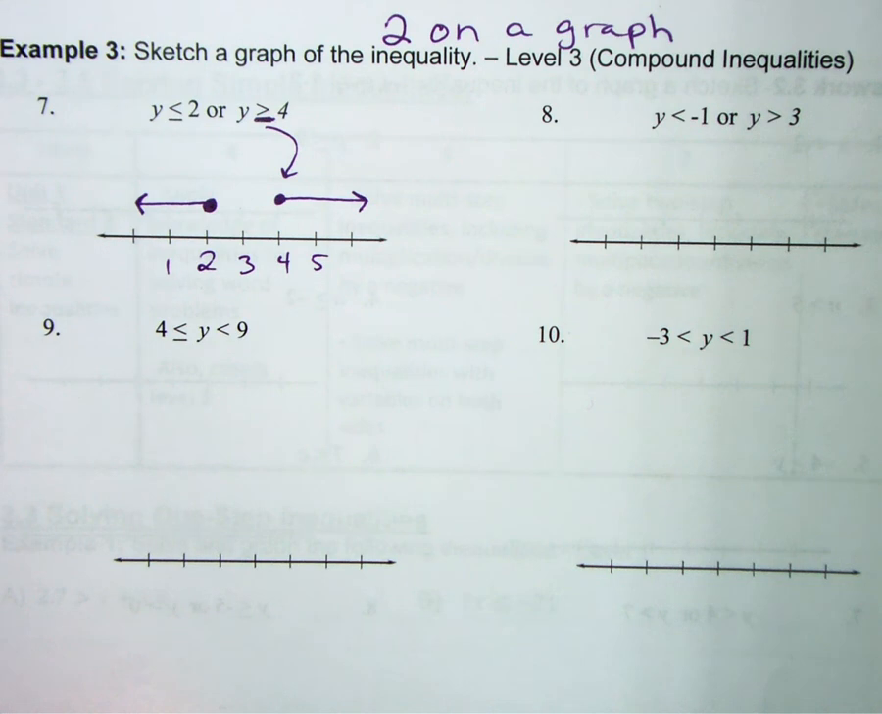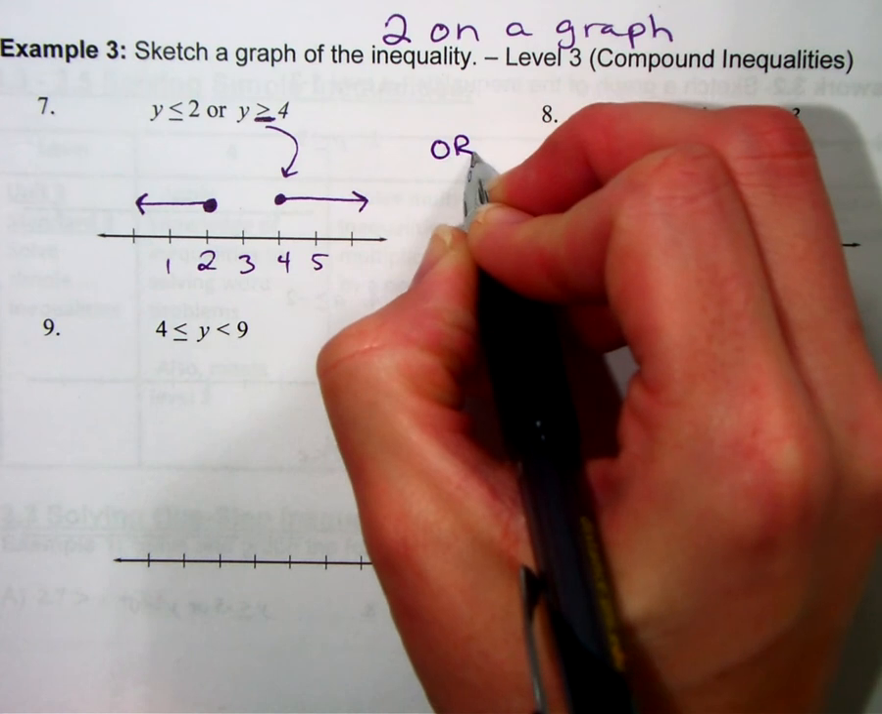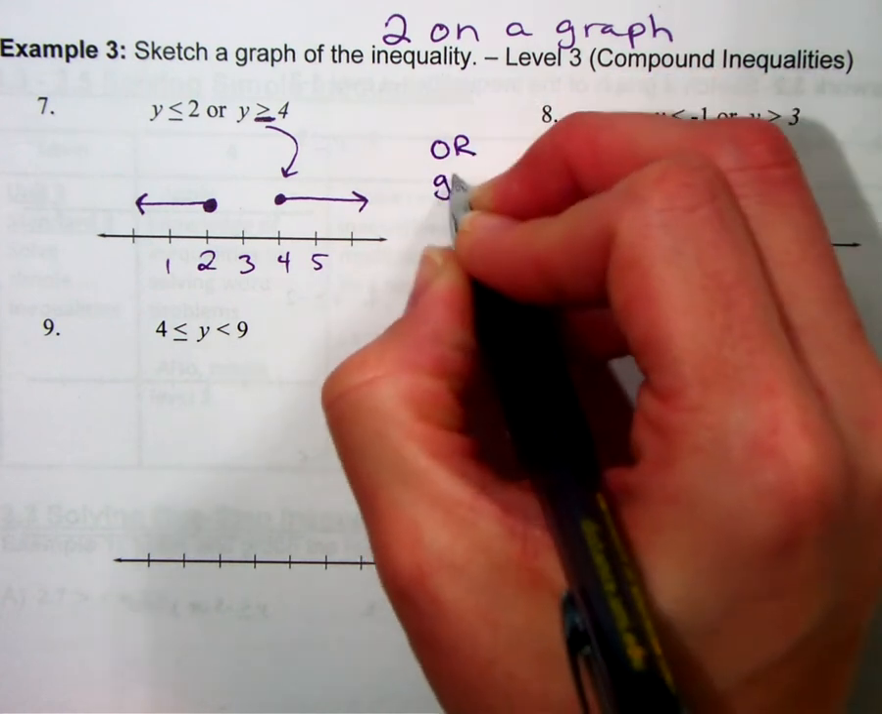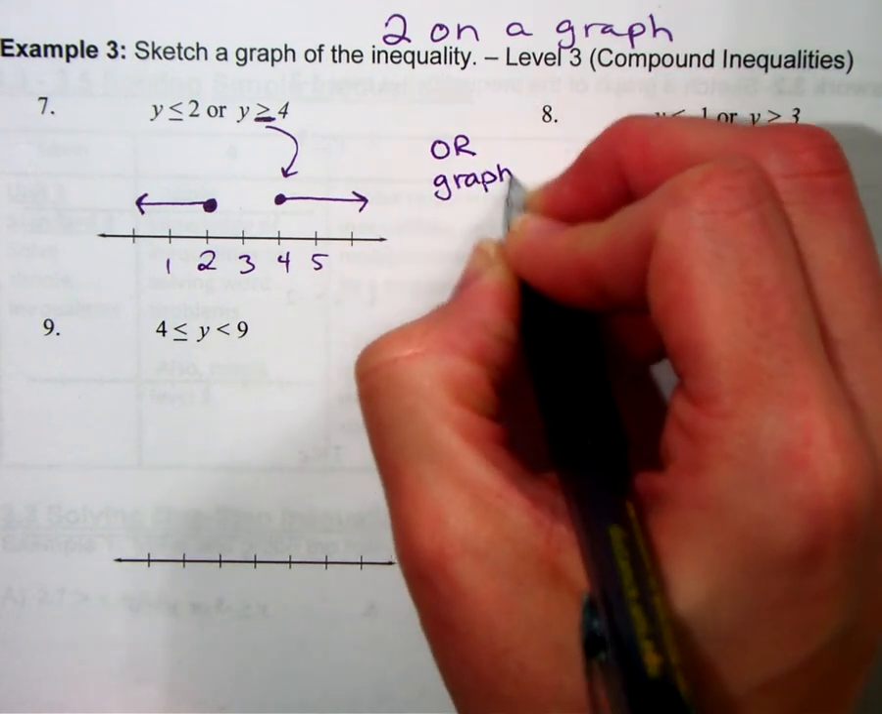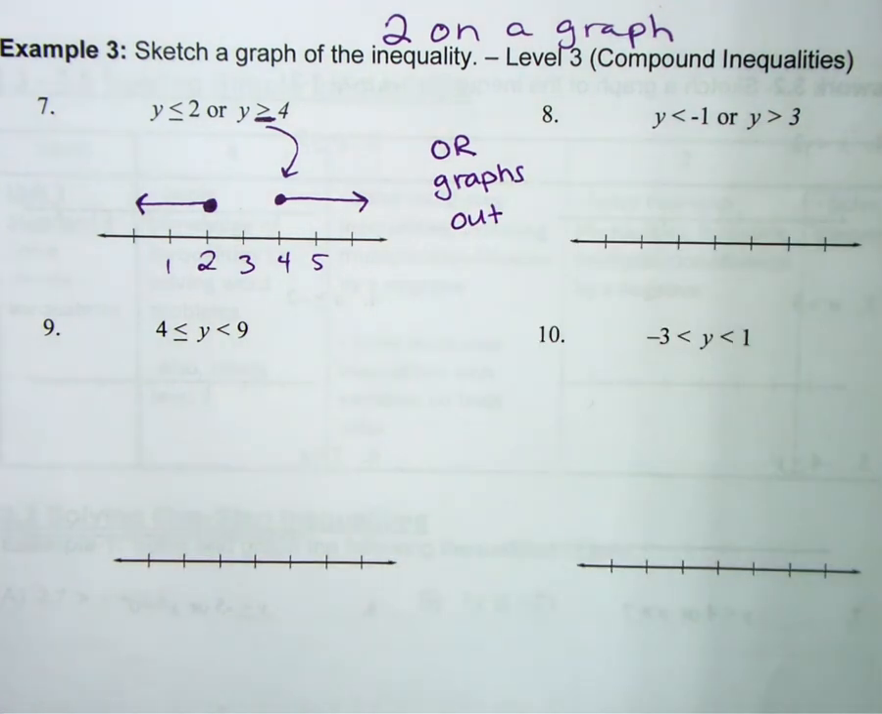Okay, now something I'm going to write right in the middle. Anytime you see the word "or," graphs are going to point away from each other. Okay, "or" graphs are going to go out.